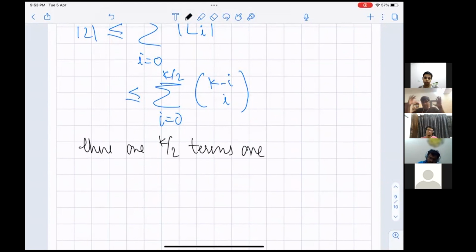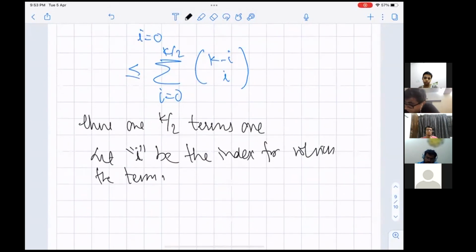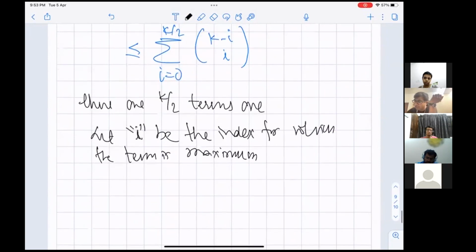Look, we are combinatorially counting everything, and I'm only interested in an upper bound. So there are K by 2 terms. Let I be the index for which the term is maximum. I don't know which one of them it is, but suppose I knew which binomial coefficient is maximum, call it B. Then the whole summation is upper bounded by K by 2 times B. They're just K by 2 terms. Is that fine?